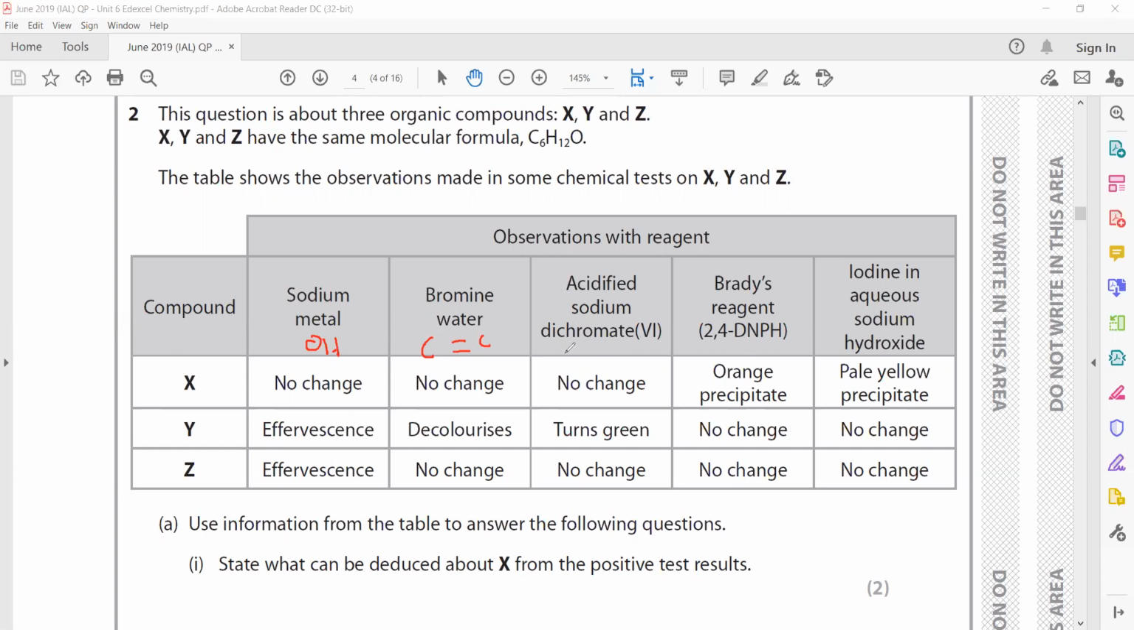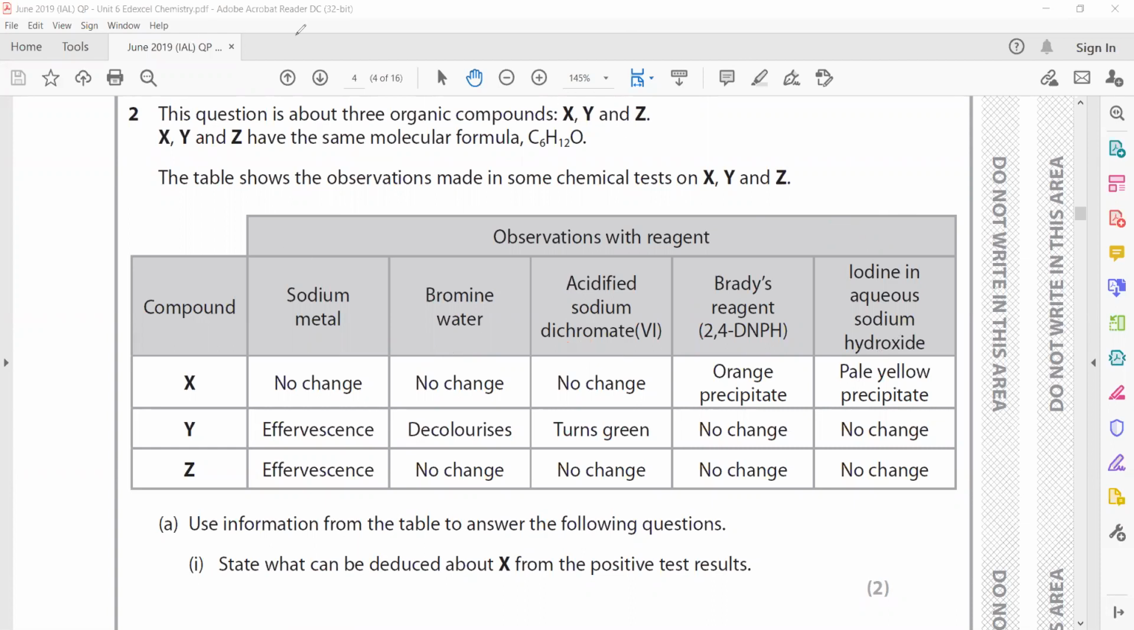It can be added to alcohol. Alcohol can be oxidized, or aldehyde can be oxidized. So this is a test for basically alcohol or aldehyde. Brady's reagent, 2,4-dinitrophenylhydrazine, is a reagent which is used to test the carbonyl group, C double bonded with O. It means it can be an aldehyde or it can be a ketone. And iodine with aqueous sodium hydroxide is used to test that, next to the functional group, if a methyl group is present, then it will give a positive result.